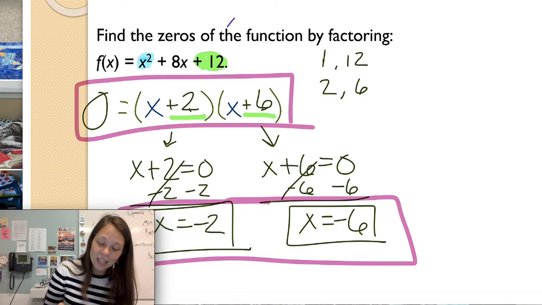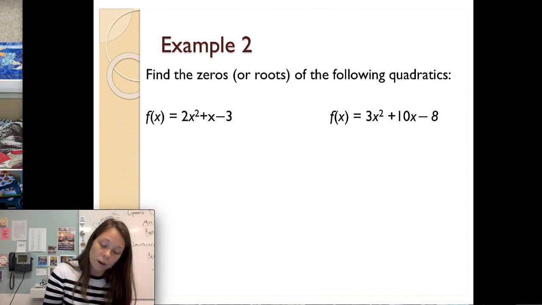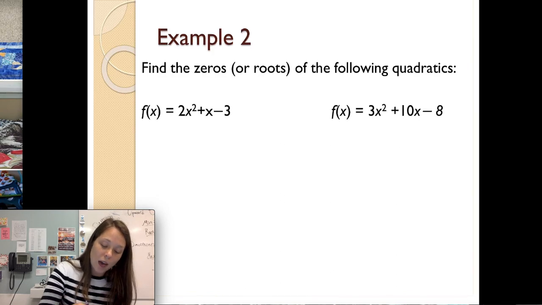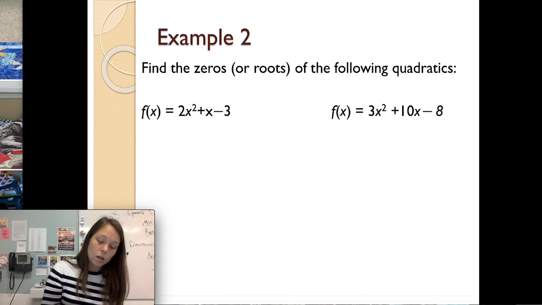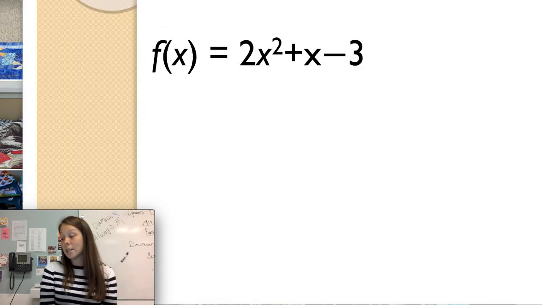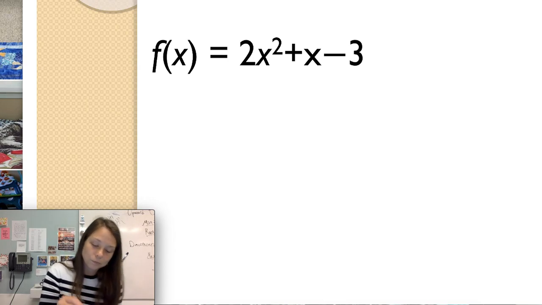All right, let's take a look at example 2. So find the zeros or roots of the following quadratics. These ones are a little bit different because our value of a in these problems is not 1 like it was in the last one I did with you. What that means for us is it's going to take a little bit more work to use a guess and check method here.